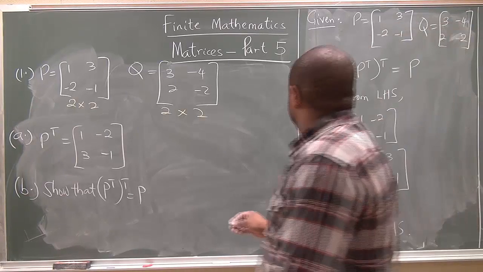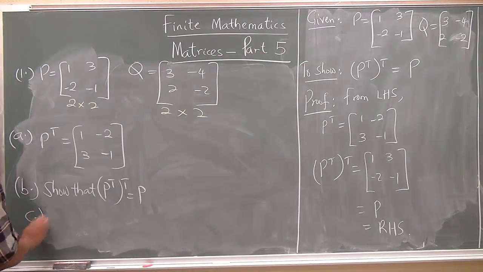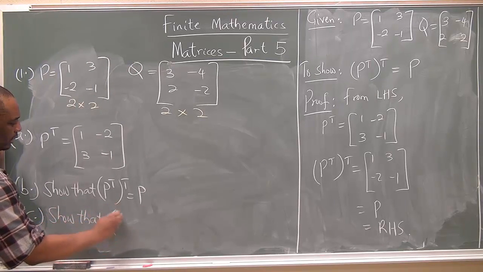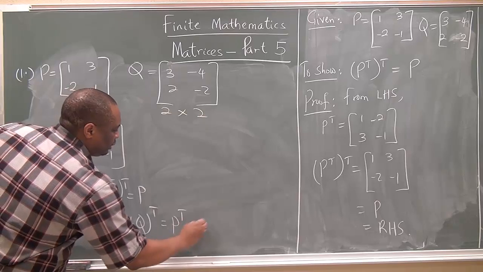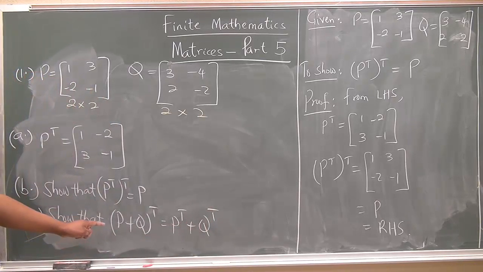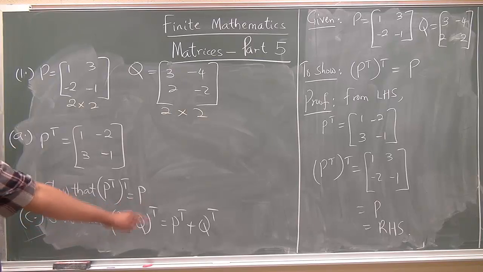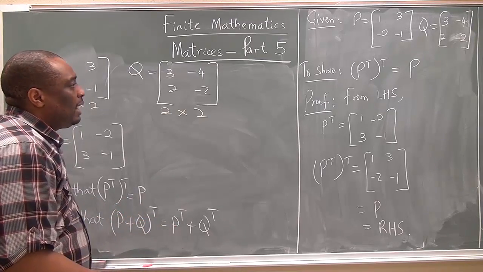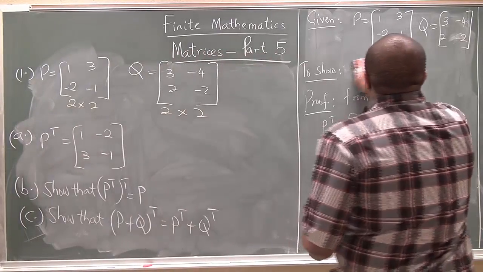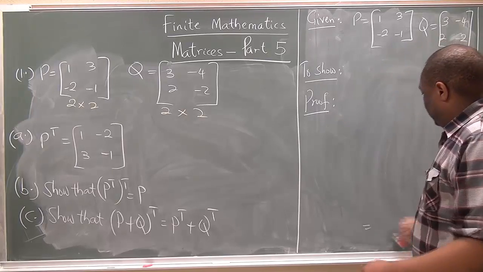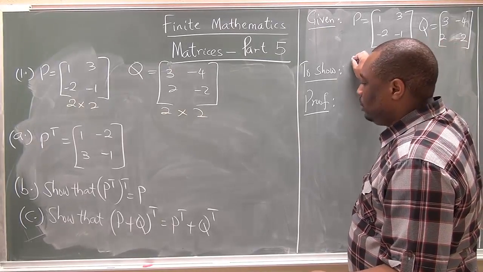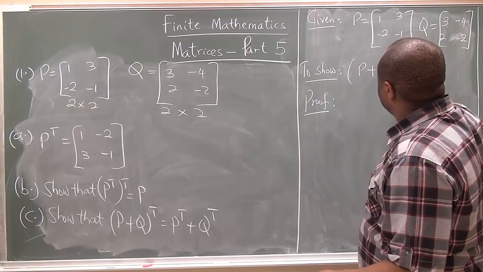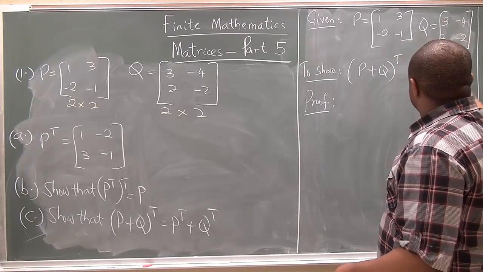Okay, the next one, the C part, says show that the transpose of P plus Q is equal to P transpose plus Q transpose. Look at this case now: the transpose of this is equal to this plus this. So how do we do this? So I erase this. To show that the transpose of P plus Q will be P transpose plus Q transpose.